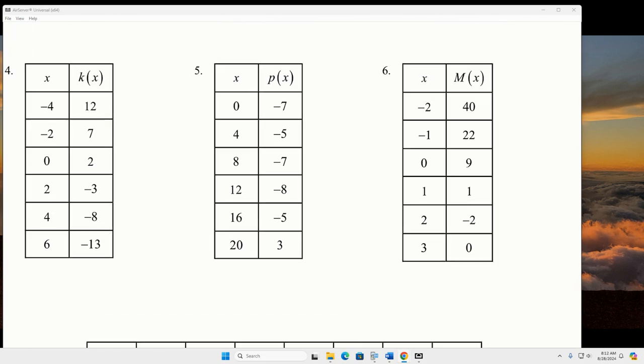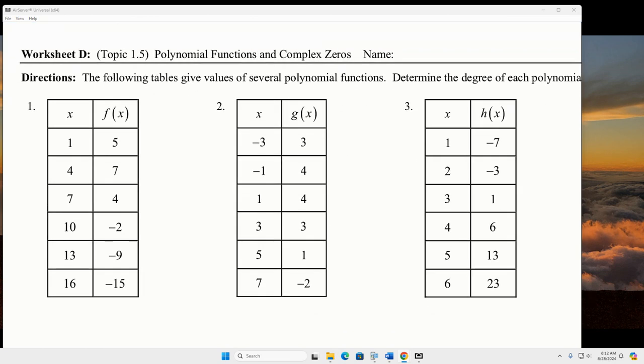All right, so your assignment is to complete the rest of worksheet D.